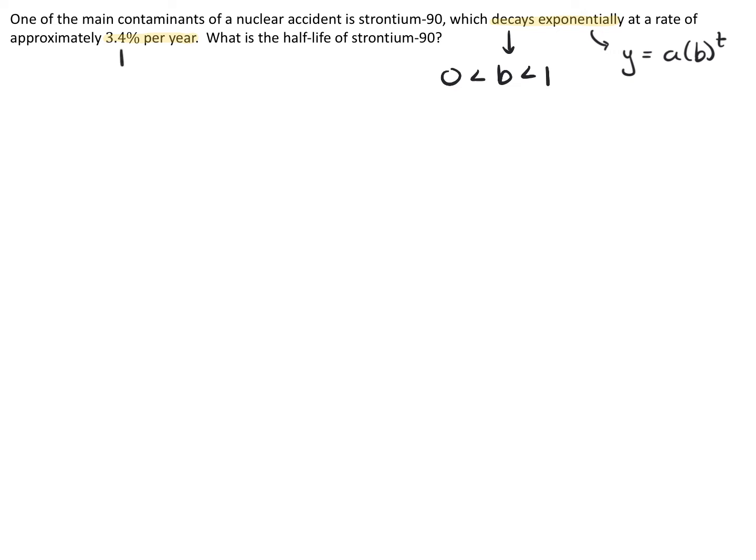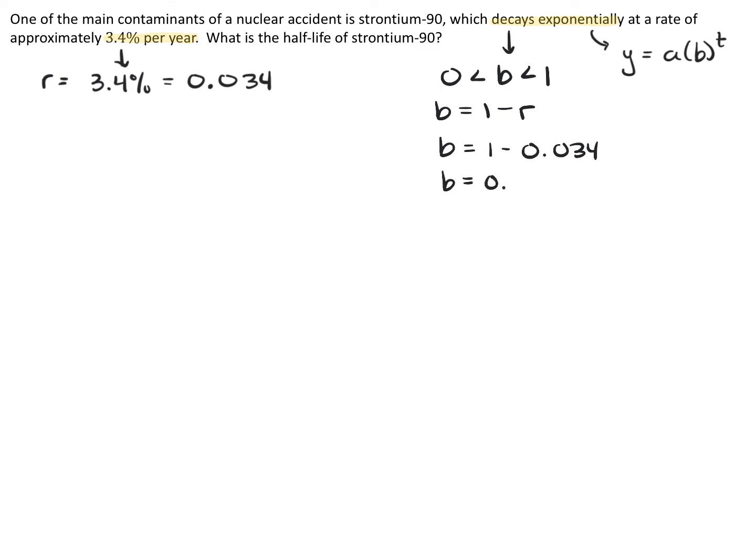And our decay rate R is 3.4%, but always convert your percentage to a decimal correctly, so just divide that percent by 100. And then again, because we have a decay factor here, to calculate that decay factor b, it's always going to be 1 minus R. So our decay factor per year here is 1 minus 0.034 or 0.966.